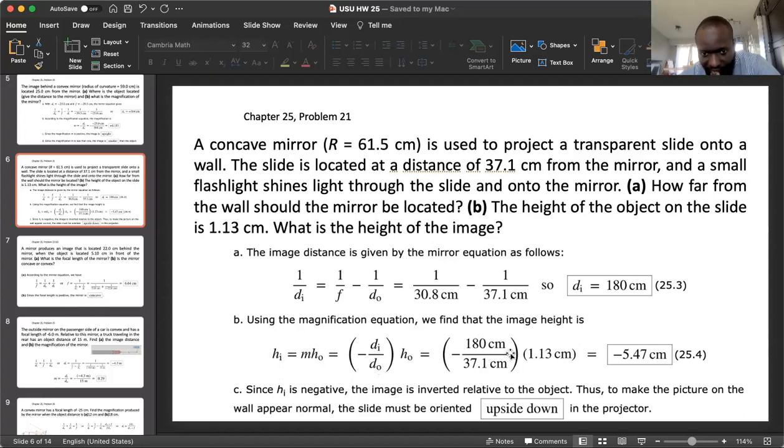So we're combining the two formulas for magnification, image height over object height or negative image distance over object distance. When we do that, we get our image height to be this. So the image height is negative, which tells you it's upside down. If the distance is negative, it's virtual. If the distance is positive, it's real. If the height is negative, it's upside down. If the height is positive, it is upright.